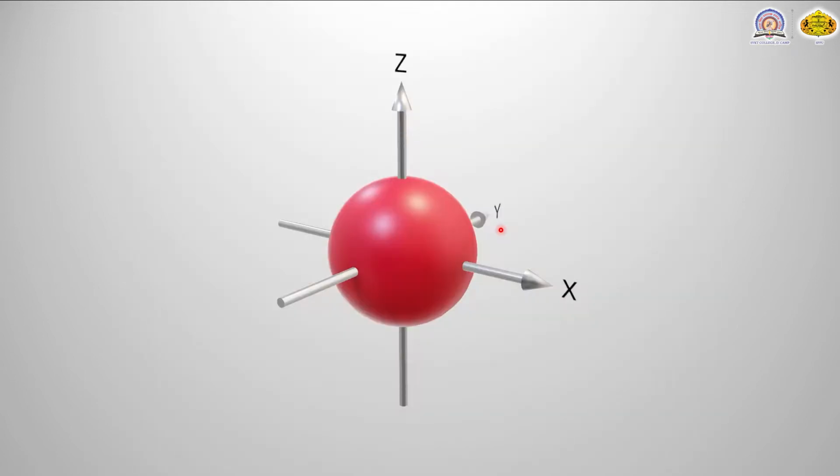This is a three-dimensional structure of the S orbital. This is the z-axis, this is the y-axis, and this is the x-axis. So the orientation of this orbital is along all the directions. Likewise, if we go from 1s, 2s, 3s, the s orbitals are oriented in all directions.